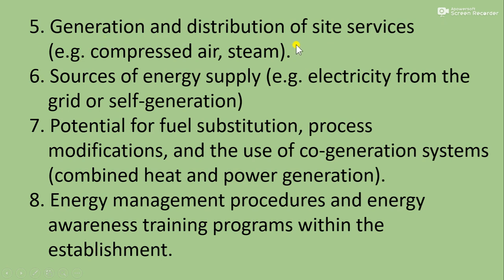Then generation and distribution of compressed air and steam: steam is generated at the boiler, compressed air is generated at the compressor, and it is distributed to the different locations in the site. Then various sources of energy supply of the electricity. Then in the industry there may be cogeneration. Cogeneration is normally used in sugar industry, that is combined use of heat and power generation.